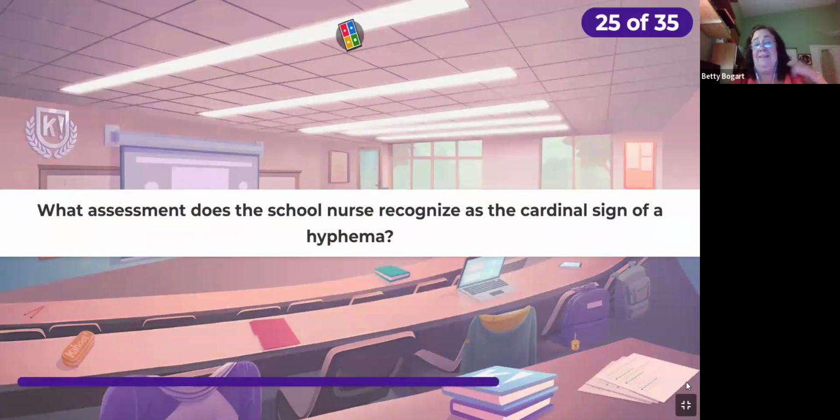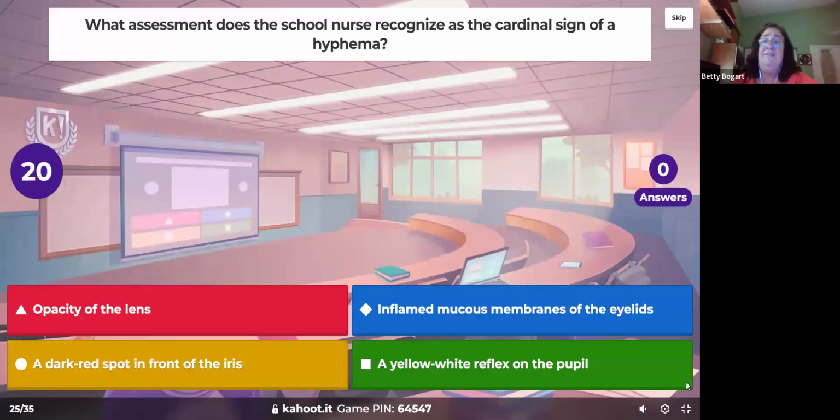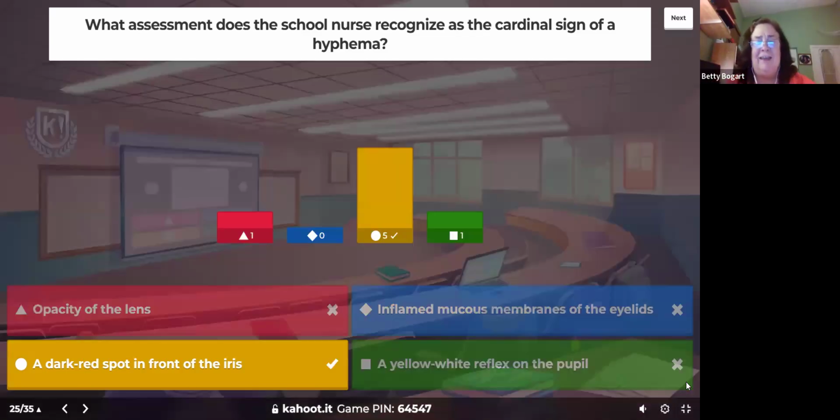What assessment does the school nurse recognize as a cardinal sign of hyphema? What's a hyphema? They've got all neat eye patches. I've seen them in tigers and rainbows and all sorts of stuff for those kids. Yes, they do have great eye patches today. Hyphema is that dark red spot in the iris, and it's something that should be looked at and investigated, but it should eventually go away by itself.